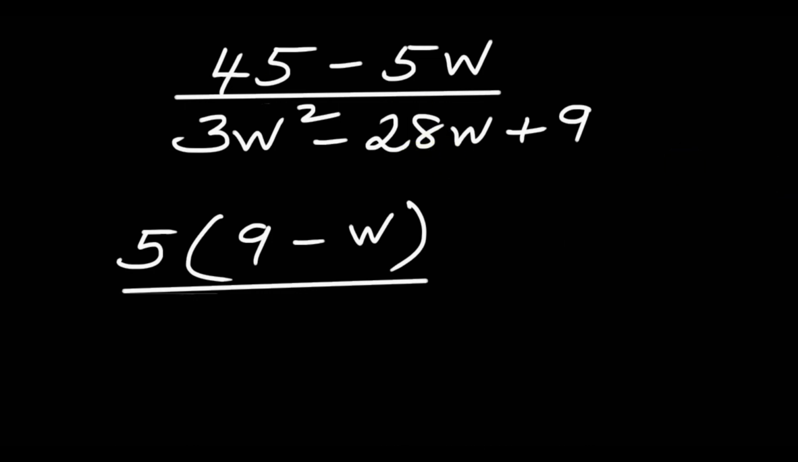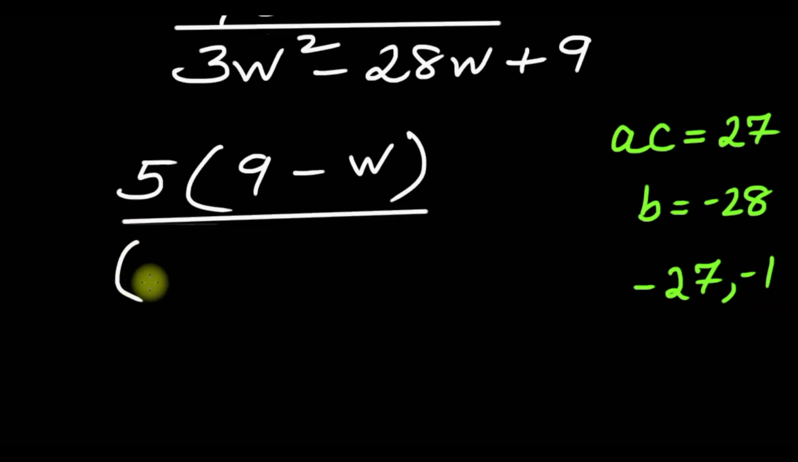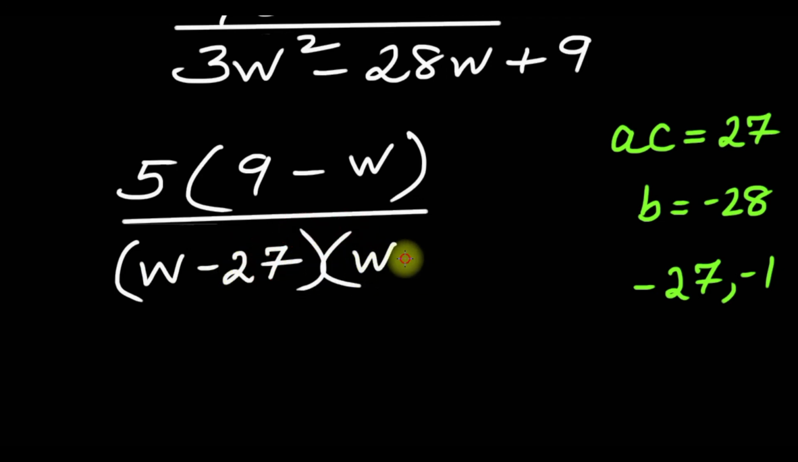So what we're going to do is we're going to factor the trinomial using the AC method and try to come up with two binomials. So AC, A times C is 3 times 9. That's going to be 27. And then your B is negative 28. Two numbers multiply to get 27, but when you add them, comes out to negative 28. So that would be negative 27 and negative 1. So right now we're going to write w take away 27 and then w minus 1.